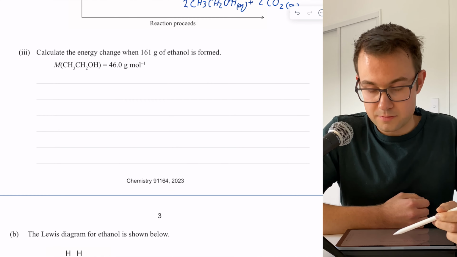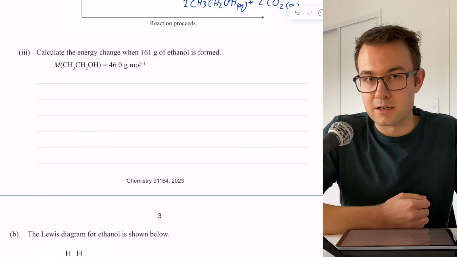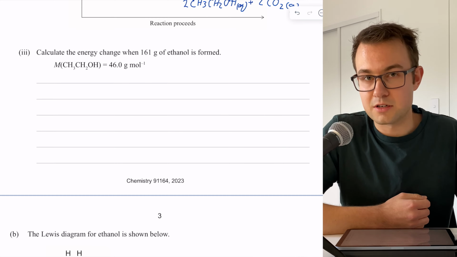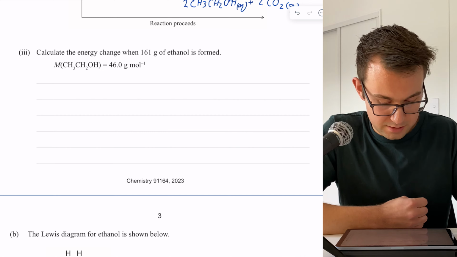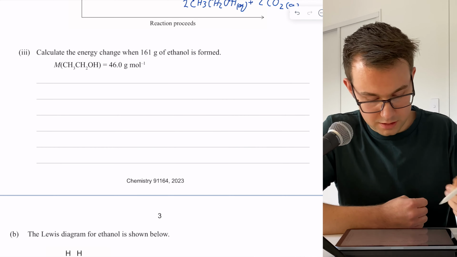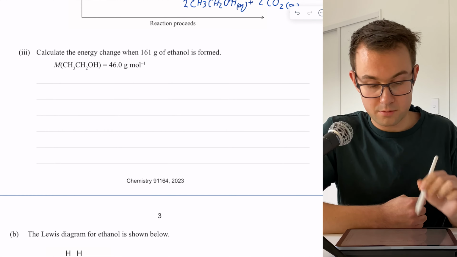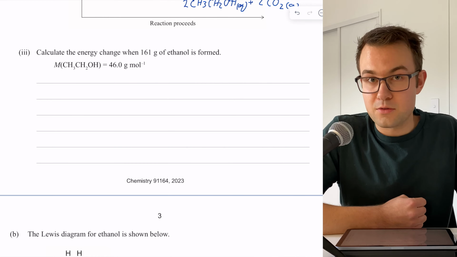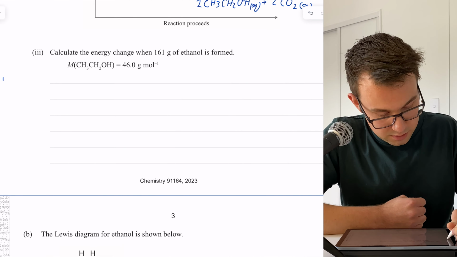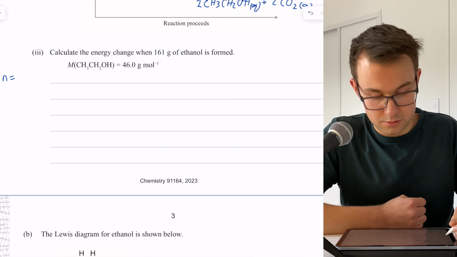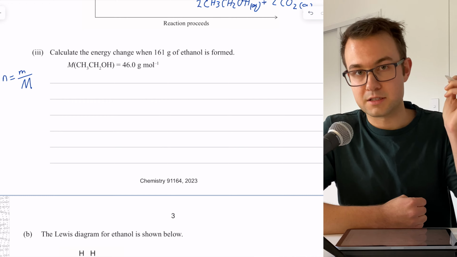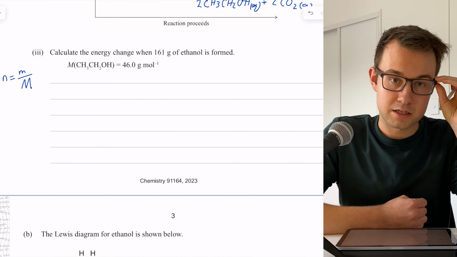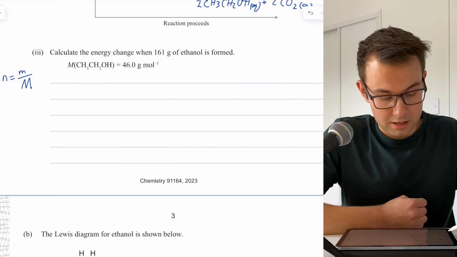161 grams of ethanol. It seems a bit weird to measure ethanol in grams. Usually it would be in mL, right? But you can convert between grams and mL just with density. Not needed here, but we'll start off with 161 grams of ethanol. We have the molar mass. Now we know there's a fun little equation that says n is equal to your mass divided by your molar mass. Probably a good idea to remember that.